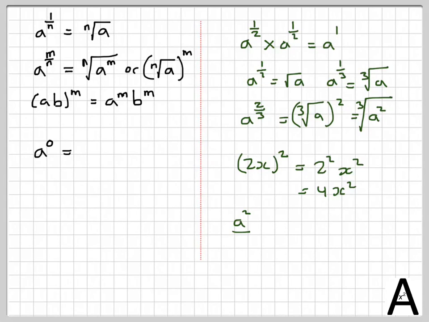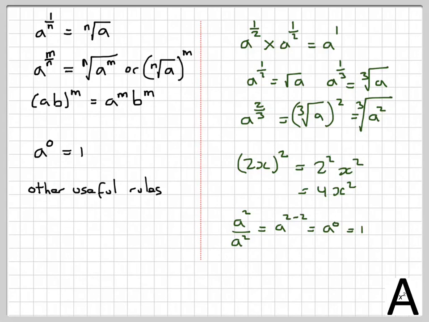a to the 0 is equal to, let's have a look, a squared divided by a squared we know to be equal to 1, because the whole thing just cancels out. Using the second rule, that is equal to a to the 2 minus 2, which is equal to a to the 0, which we know is equal to 1. So a to the 0 is equal to 1.